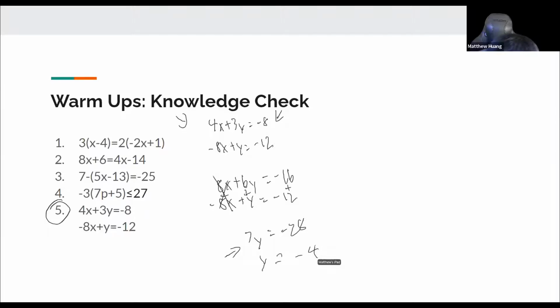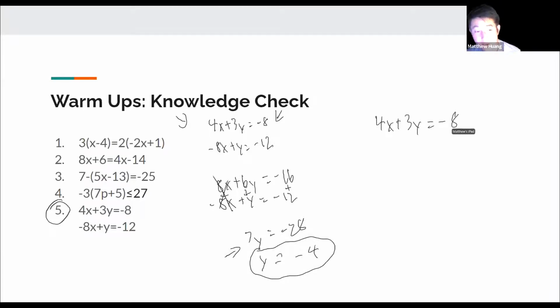Now we have the solution for y, right? But there are 2 variables in this problem, so we also need to solve for x. So here we can plug everything back into the original equation, which is, let's just use 4x plus 3y is equal to negative 8, right? And then now we can apply the concept which we worked on last week and which the other questions in the warm-up have been using. So we just plug in y here, because we know y is equal to negative 4. So we put negative 4 in the place of y, which we can call a substitution.